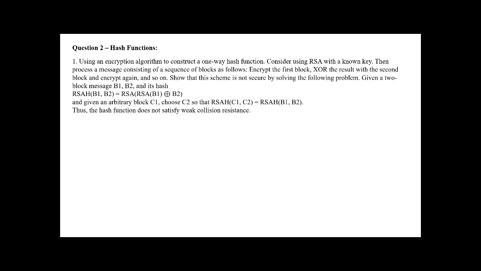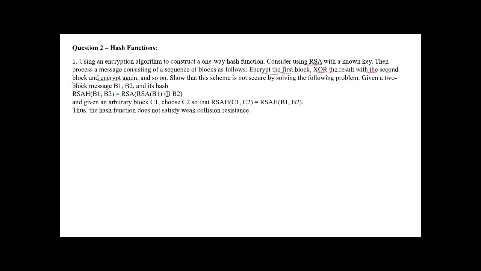Okay, let's start solving some questions about hash functions. Let's start with the first question here. The question says, using an encryption algorithm to construct a one-way hash function, consider using RSA with a known key. Then process a message consisting of a sequence of blocks as follows. Encrypt the first block, XOR the result with the second block, and encrypt again, and so on. Show that this scheme is not secure by solving the following problem. Given a two-block message, B1, B2, and its hash.